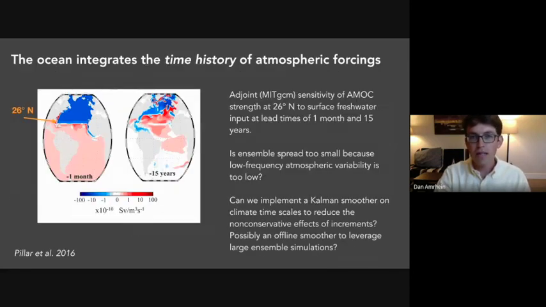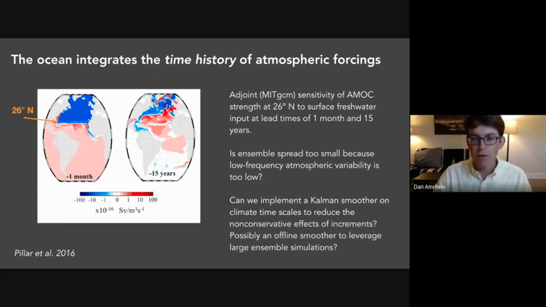Another point is that the ocean integrates the time history of atmospheric forcings. And so when we make these incremental adjustments to the ocean state at the moment when we have an observation, we're kind of leaving some information on the table. This is illustrated by this figure of adjoint sensitivities of AMOC strength from a study by Helen Pillar and co-authors. Here they asked, how can we change the freshwater flux in the Atlantic Ocean in order to change AMOC strength at 26 north? When you look at a lag of 1 month, there's a very clear signal about the RAPID array, quote unquote, at 26 north. But there's actually a strong signal that persists for 15 years back.